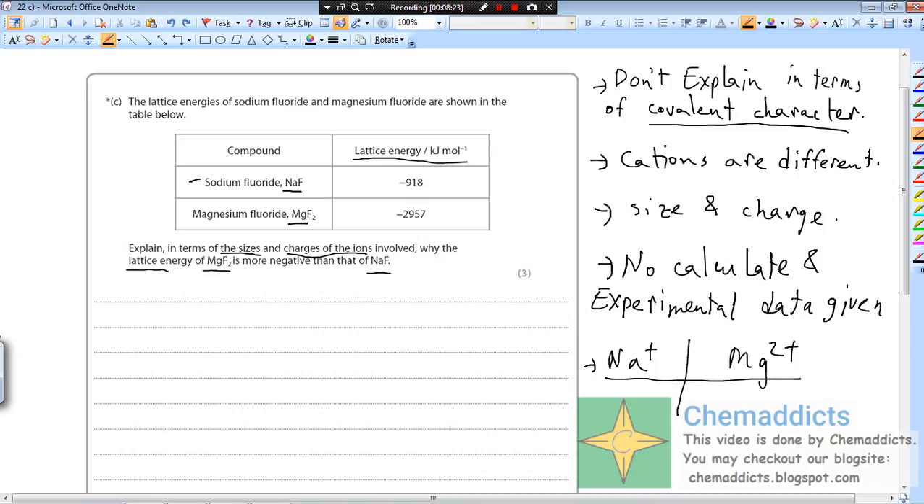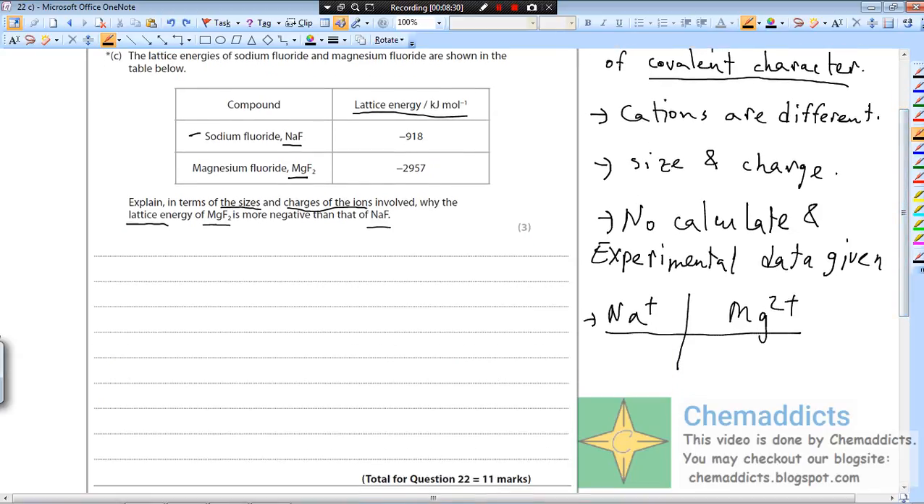If we go across period 3, the size of ions decreases. The size of ions decreases if we go across period 3, and charge also increases.